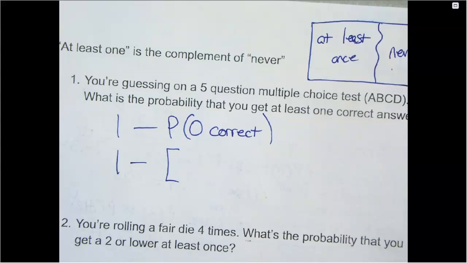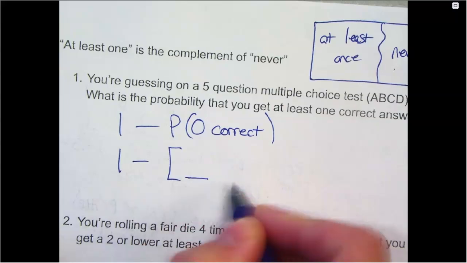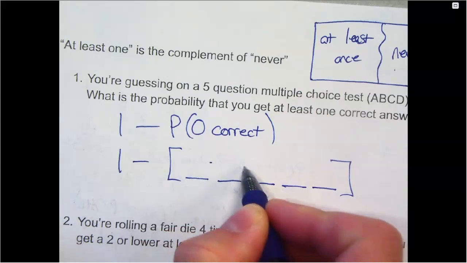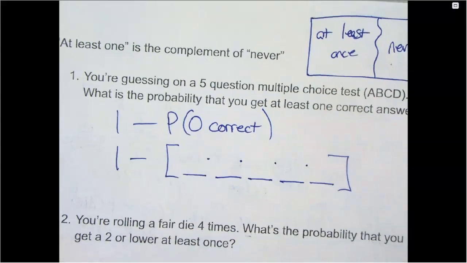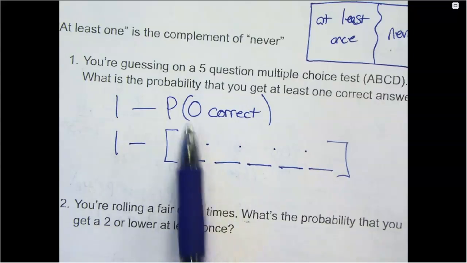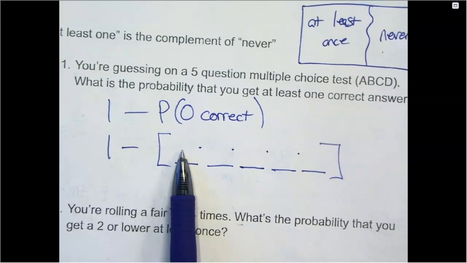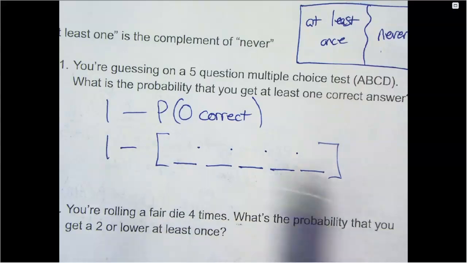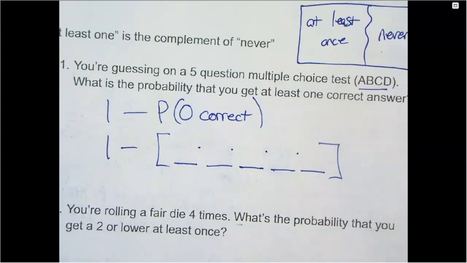So for this one, I've got 5 questions, so it's like 5 separate events. And then you're going to be multiplying all of those. There's a shorter way to write this, but I'm just going to try to explain the process first. So if I get 0 correct, the first question, I cannot get it correct. What's the probability I don't get the first question correct? 3 out of 4, right? I'm guessing there are 4 choices.